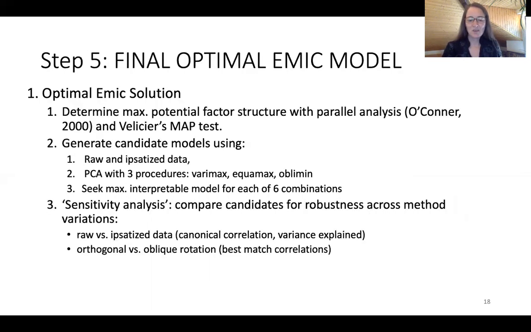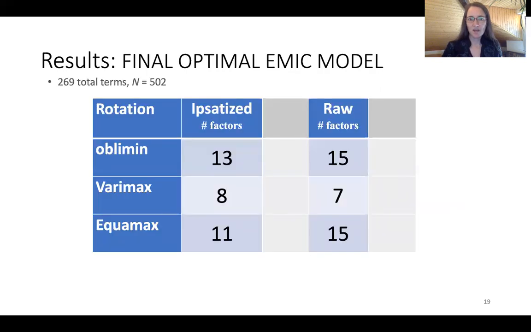So now with 269 total terms and improved definitions, we reran our series of PCAs to define the optimal local emic model. We used a multi-step process to settle on the most robust model. This was building on the systematic approach of Saucier and Iurino. Following parallel analysis, we started with a maximum of 18 factors. And from there, we looked for the largest interpretable models.